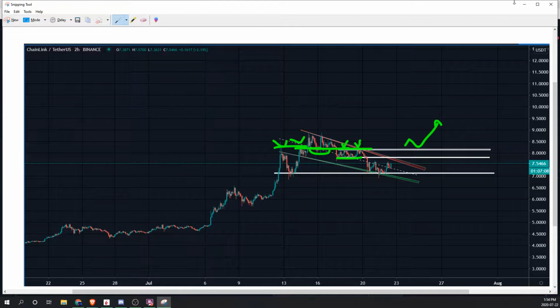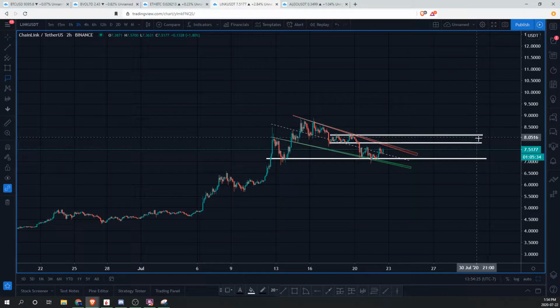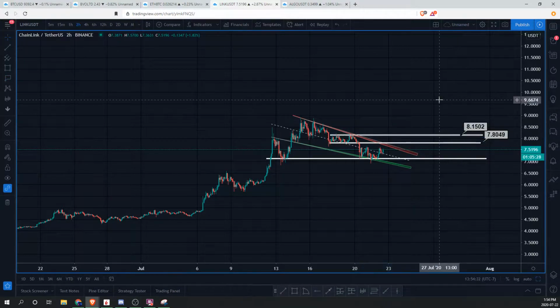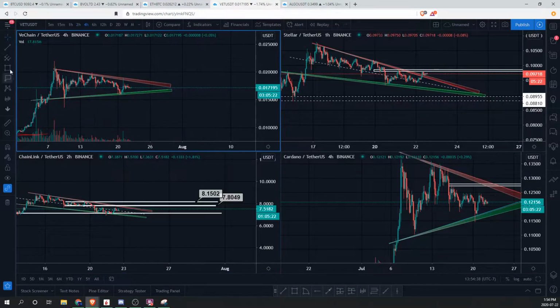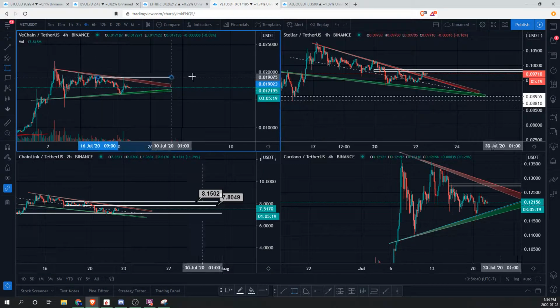So let's just find out where those 2 zones are by going like this. First zone is going to be 780. Next zone is going to be at 815. So we got your 2 levels there that we're going to be looking at. And for VeChain, let's just put that there as well.